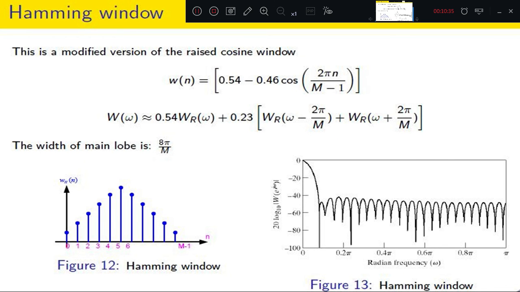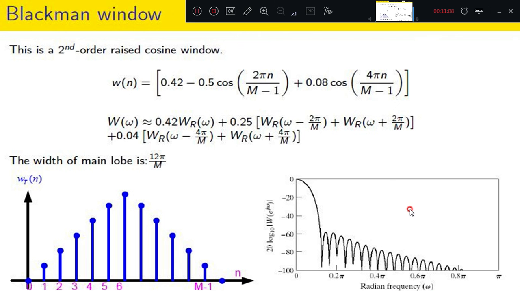And then comes the Hamming window. The window function is mathematically defined as 0.54 minus 0.46 cos of 2 pi n divided by M minus 1. So this is the most widely used window function in signal processing applications. Then this is in frequency domain. This is the Hamming window in time domain, that is the impulse response. So this is the frequency domain.